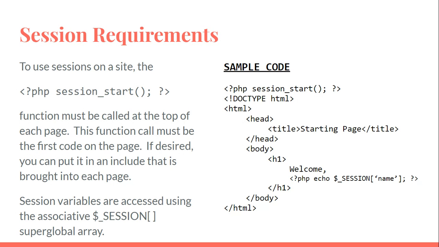So on the right, in the sample code, you'll see that session start is at the top. And then further down inside of that H1, you'll see welcome, and then we're PHP echoing a session variable called name. Again, this is an associative array, so we're using keys inside of the array to access variable values. But again, very similar to post or get arrays.